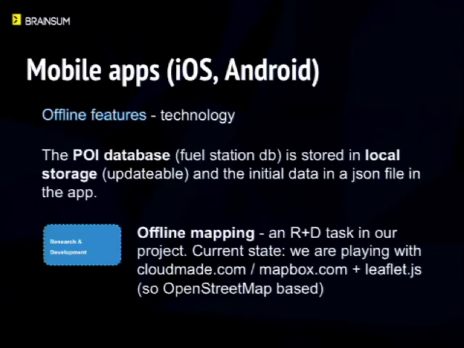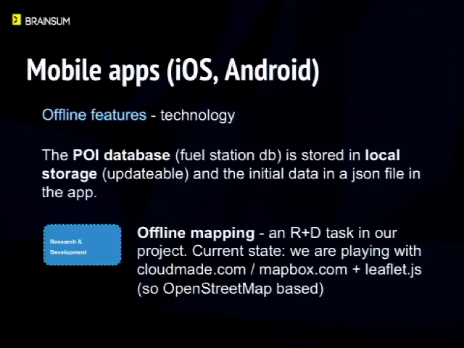So about offline features. The fuel station database is stored in local storage because it needs to be updatable. The initial data is in a big JSON file, and if the local storage doesn't exist, the application will build it from the JSON file at startup.